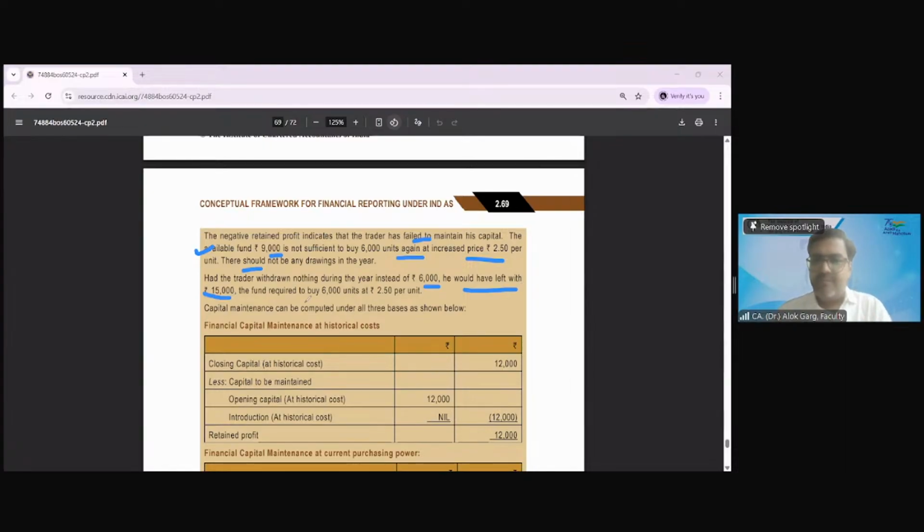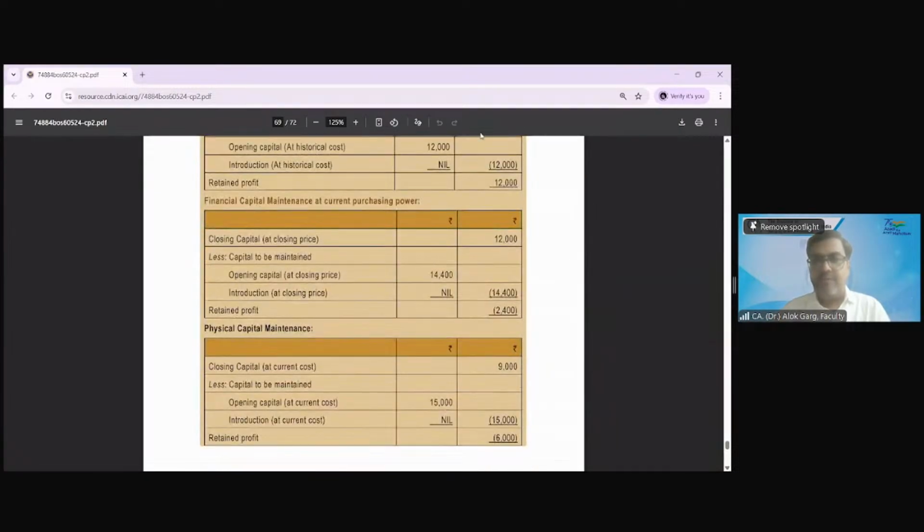Samajh aa gaya? The fund required to buy 6,000 units at the rate of 2.5 per unit. So financial capital maintenance at historical cost, 12,000 rupees. This is the nominal value concept. Now financial capital concept at purchasing power. Purchasing power mein kaise hai? So as we have seen, 12,000 opening capital, your closing capital, if you have to maintain 6,000 quantity, you need 14,400. 2,400 is the negative retained profit.